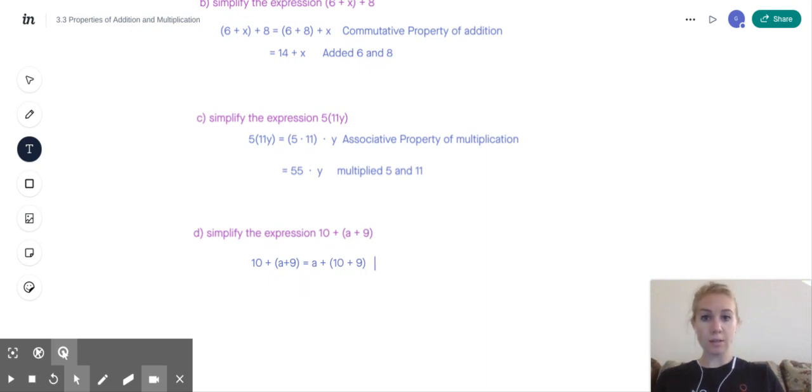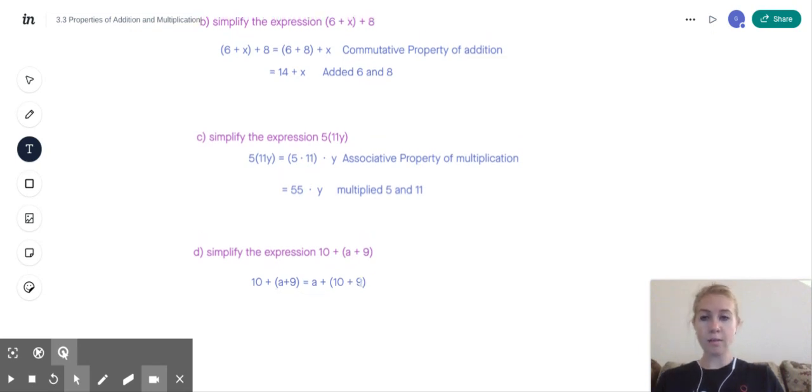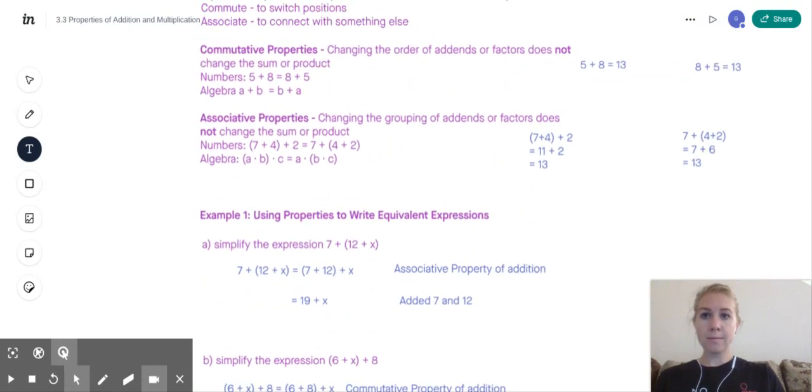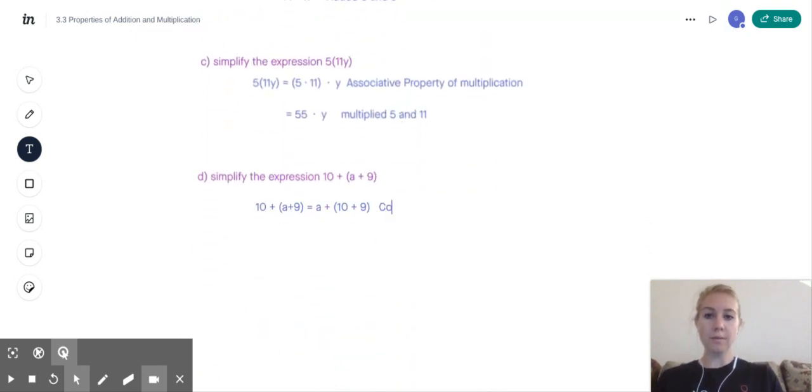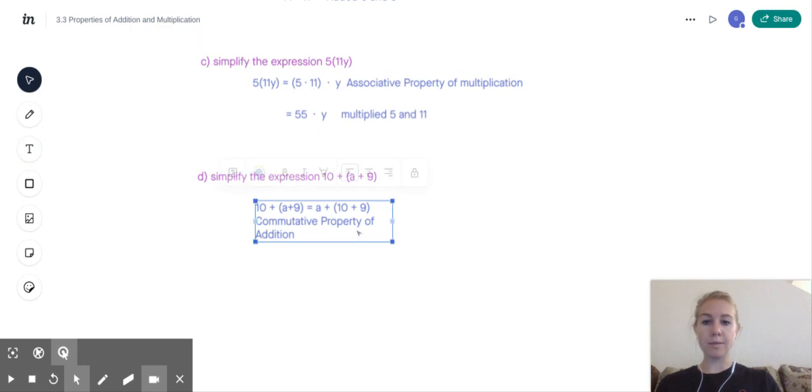So let's see. Do we change the order? 10, a, 9, a, 10, 9. Yes, we changed the order. So let's go up. Which one talks about changing the order? Changing the order. Oh, commutative. So we use the commutative property. Oh, I spelled that incorrectly. I think I forgot a T. Commutative property of, let's see, are we adding or multiplying in our expression? We are adding. So it's the commutative property of addition.